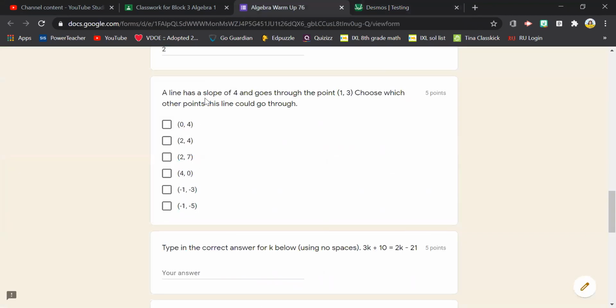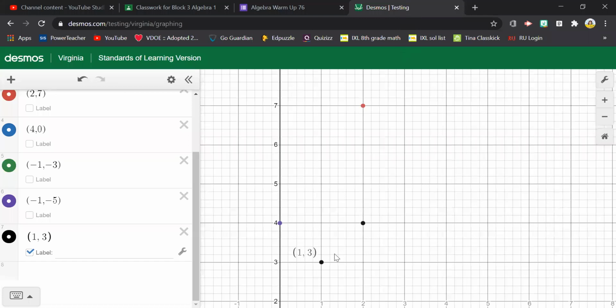So it says that this has a slope of 4. So a slope of 4 means I need to rise up 4 and run over 1. So if I was going to make 4 a fraction, it'd be 4 over 1. So rise up 4 over 1. So I'm going to do that from the point I've been given and see where I land, okay?